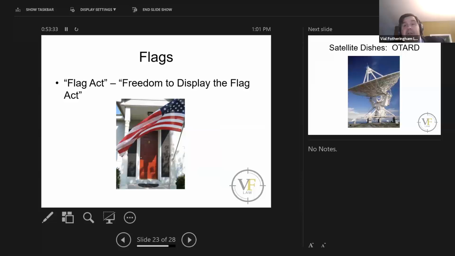Flags are another issue. We have the Freedom to Display the Flag Act. So this covers the American flag. It covers flag poles. The board is allowed to have reasonable time, place, and manner requirements, and there is a limitation on size, but there are sticky wickets with flags. So if you are looking at implementing some flag restrictions in your guidelines and your documents are silent on that, consult with the lawyer. Make sure that you're not stepping into something that you don't want to step into and create bigger problems for yourself.